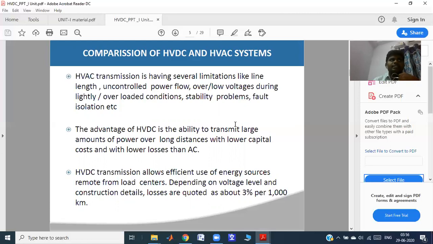If line length increases, capacitance effect and inductance effect increase. That means skin effect, corona effect, and Ferranti effects increase. Due to these effects, losses will be more. The advantage of HVDC is the ability to transmit a large amount of power over long distances with lower capital cost and lower losses than AC.